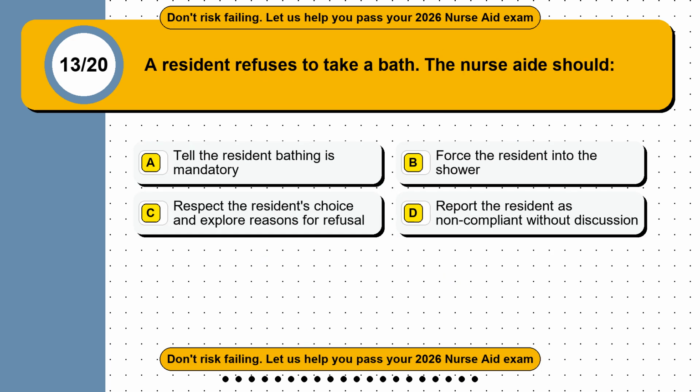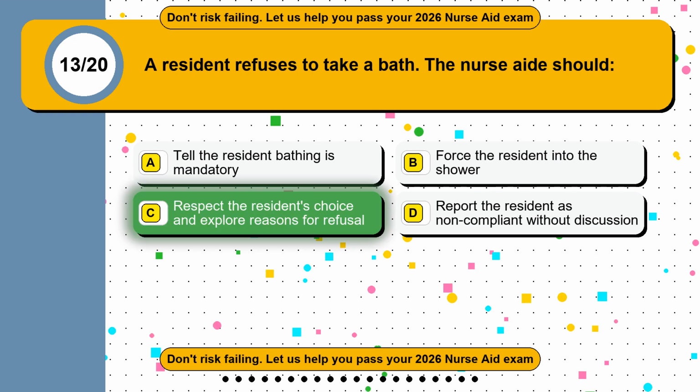Question 13. A resident refuses to take a bath. The nurse aide should: option A, tell the resident bathing is mandatory. Option B, force the resident into the shower. Option C, respect the resident's choice and explore reasons for refusal. Option D, report the resident as non-compliant without discussion. The correct answer is option C. Respect the resident's choice and explore reasons for refusal.